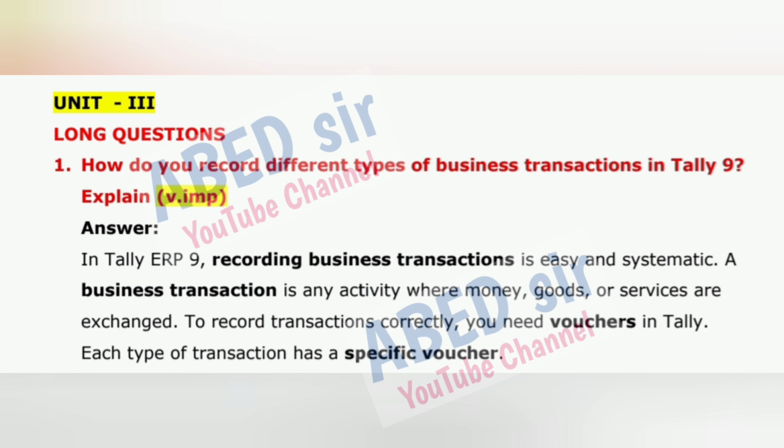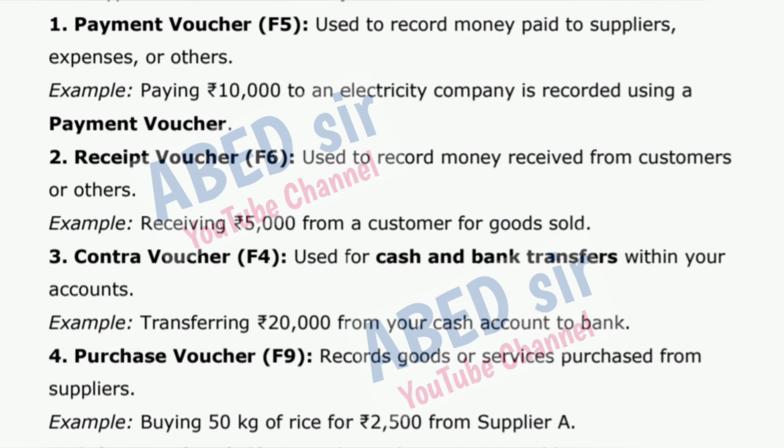To record transactions correctly, you need vouchers in Tally. Each type of transaction has a specific voucher. 1. Payment voucher, F5, used to record money paid to suppliers, expenses, or others. Example, paying 10,000 rupees to an electricity company is recorded using a payment voucher. 2. Receipt voucher, F6, used to record money received from customers or others. Example, receiving 5,000 rupees from a customer for goods sold.